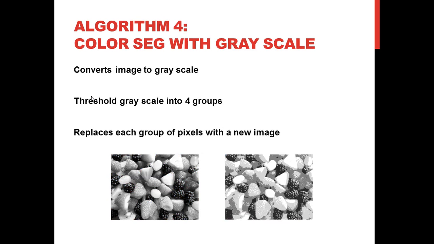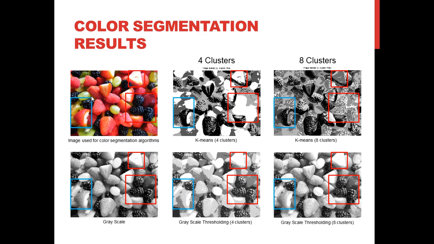The fourth algorithm I use, and the second one for color segmentation, is just using grayscale thresholding. I just convert the image into grayscale, threshold it into 4 groups, and then replace each of those with the new texture. So these results are fairly interesting because, based on what kind of vision you're trying to get for some kind of computer application, you would use a different algorithm.